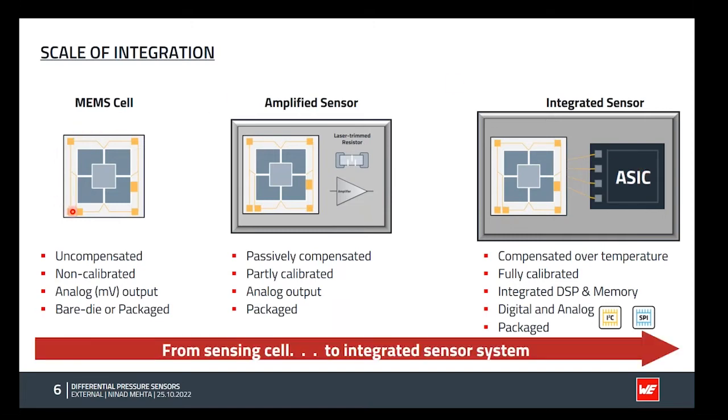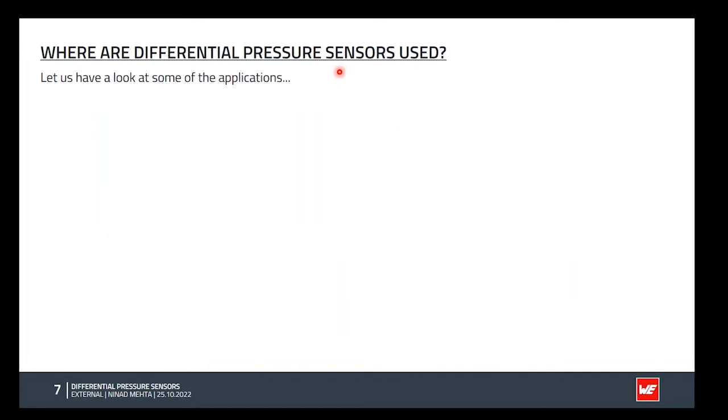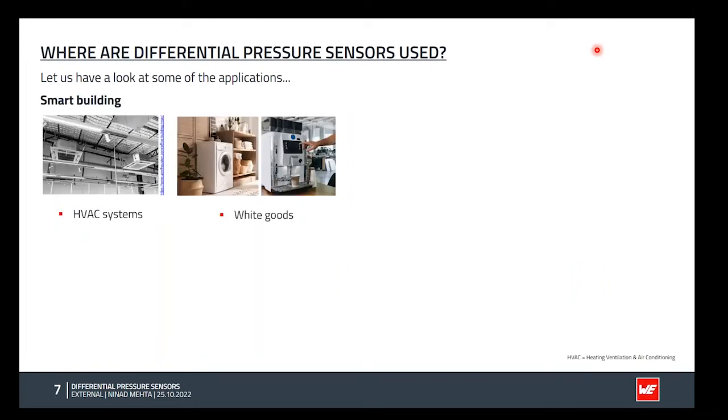So from a basic sensing cell to an integrated sensor, there are different types of sensors available, and which one to use depends vastly on what type of application you are aiming for. When we talk about applications, there are many types where pressure sensors are being used. Some of them are, for example, smart buildings, where in HVAC systems or in white goods, washing machines, dishwashers, or coffee machines, or even smart vacuum robots, the pressure sensors are being employed.